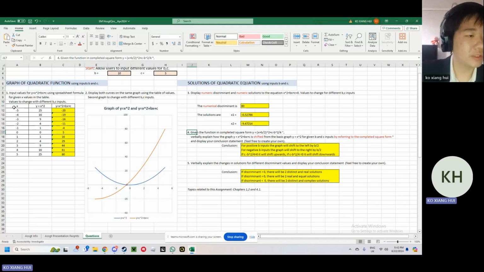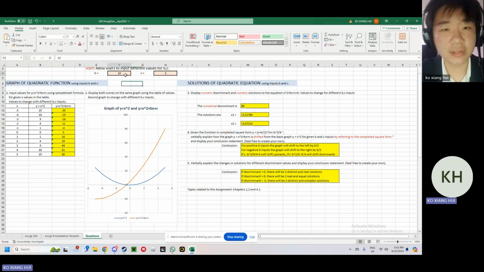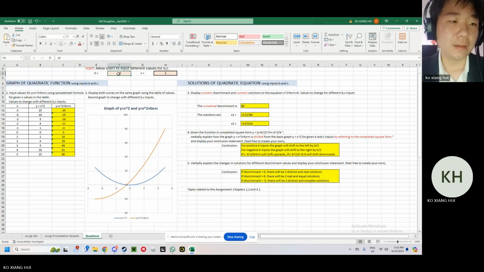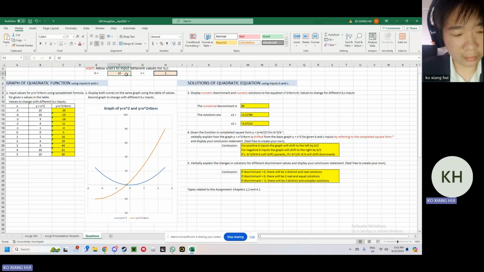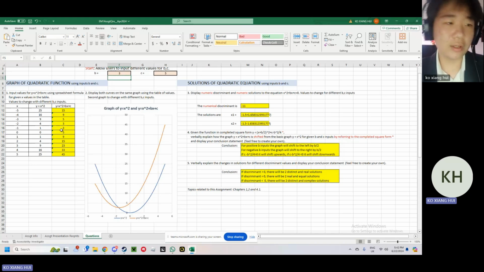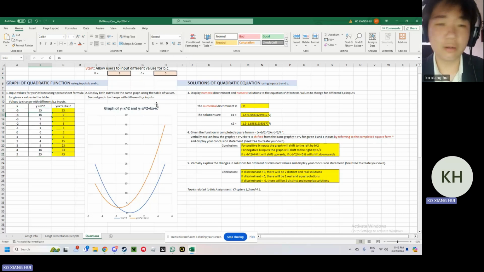Okay, so for question number 1, as you can see, my table of values are here: my x values, my x squared values, and my x squared plus bx values. And as you can see, my values in the table will change according to different values. Let's say my b is equal to 3. As you can see, the values in this table here will change accordingly, and the graph will also change with it. I've inserted the graph by shift clicking this whole entire table and inserting a recommended graph here, and it will change according to my different b inputs and my different c inputs.